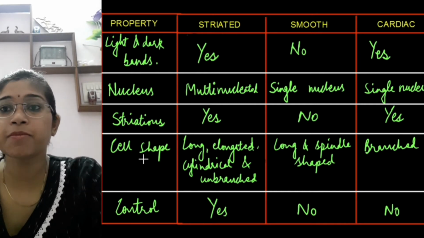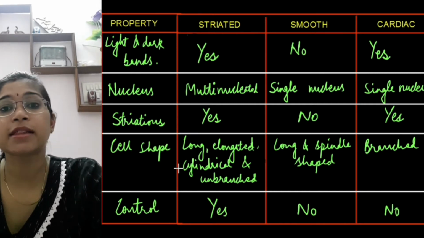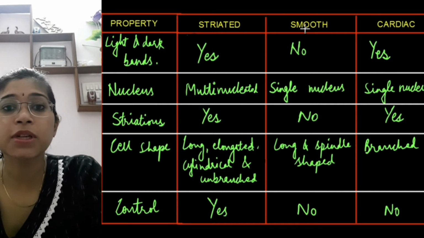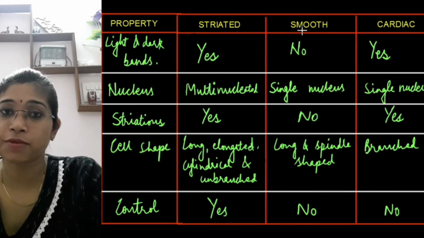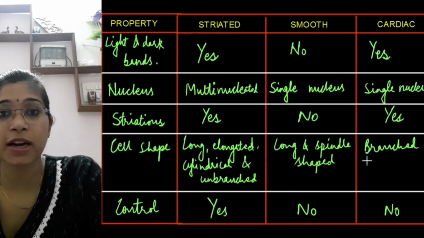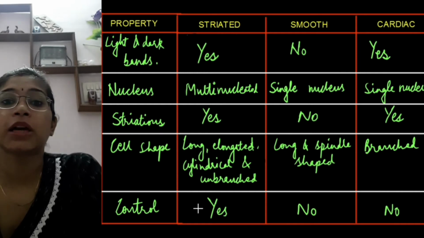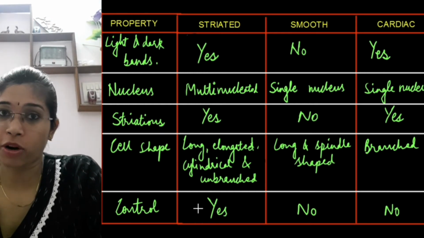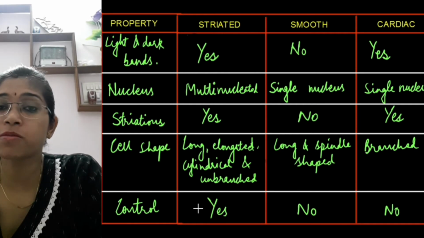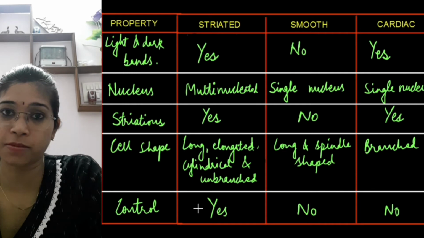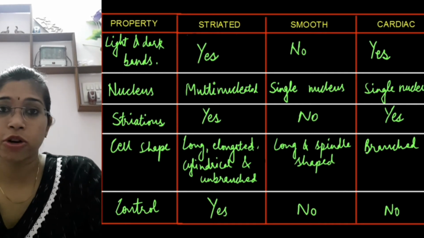Then the cell shape. In striated muscles, the cells are long, elongated and cylindrical in structure. The smooth muscles have a special type of cells which are spindle shaped. Then the last one is cardiac. The cells of cardiac muscles are branched. Now if we see the control, striated muscles are under the control of an organism, whereas smooth muscle and cardiac muscles are not under the control of an organism. Now this was all about muscular tissue.